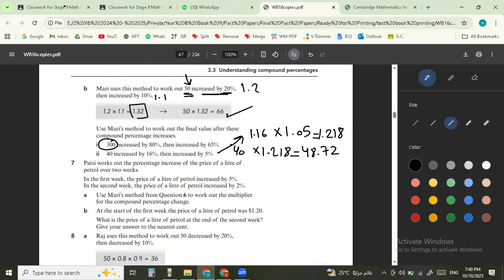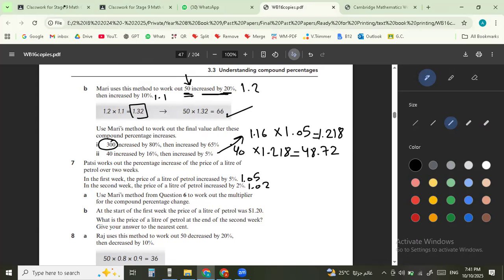Patsy works out the percentage increase of the price of a liter of petrol over 2 weeks. In the first week, the price of a liter of petrol increased by 5%. Increased means 105%, which means 1.05. That's the first multiplier. The second week, the price increased by 2%. That means 1.02. This is the second multiplier.